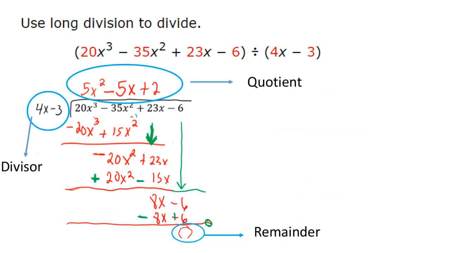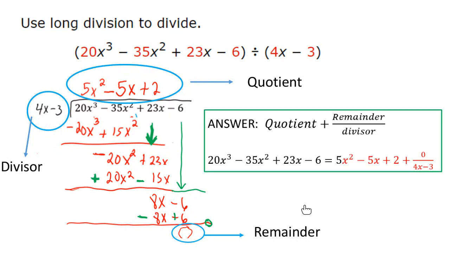Okay, so let's look at what these terms mean. The answer that you get up here, we call that the quotient, and we're going to be using the quotient quite a bit. The thing that you're dividing by is your divisor. The last thing down here that's left over is your remainder. And the inside of this division here is called the dividend. Okay. So when you're writing your answer, you want to enter the quotient plus the remainder divided by the divisor. So in this case, this polynomial is equal to the quotient plus the remainder divided by the divisor.